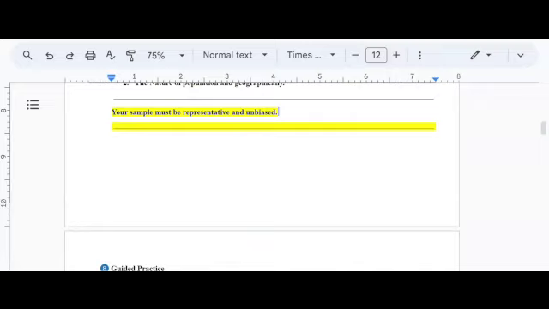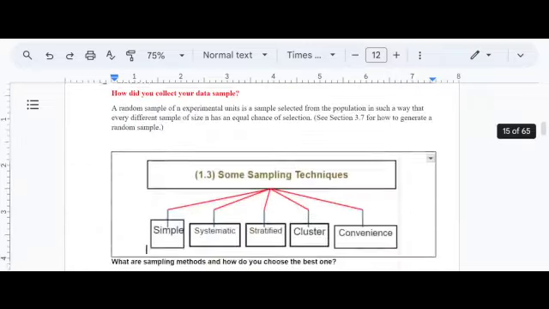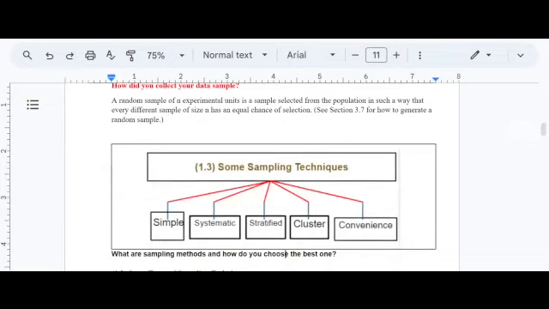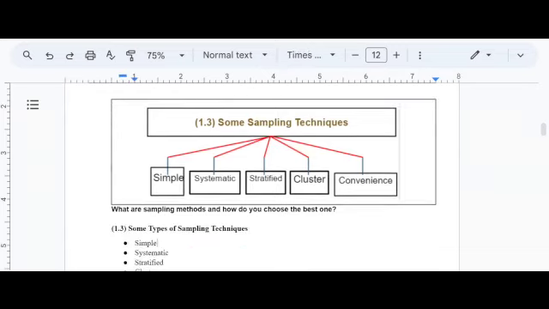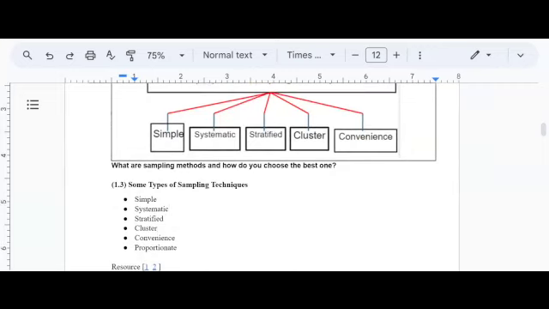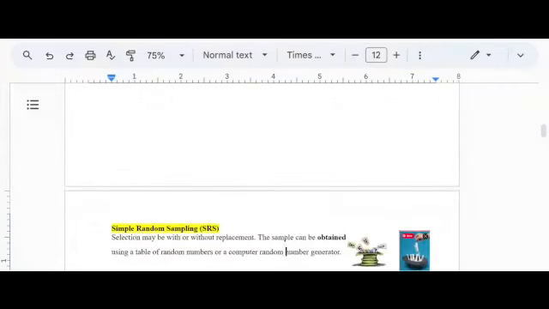Also, your sample must be representative and unbiased. Okay, let's go to the next one. Now we go to sampling techniques. We have different sampling: simple, systematic, stratified, cluster, and convenience. Okay, simple one. What is a simple one?